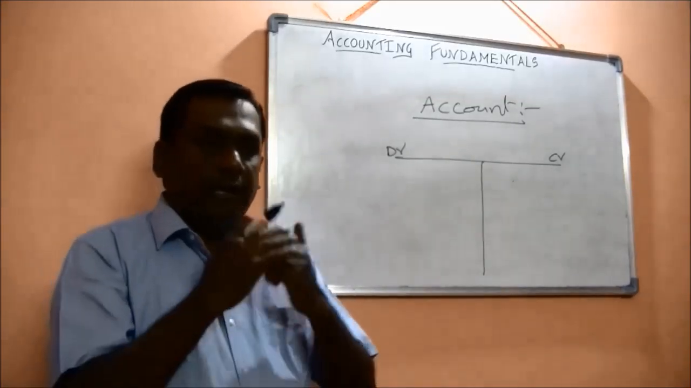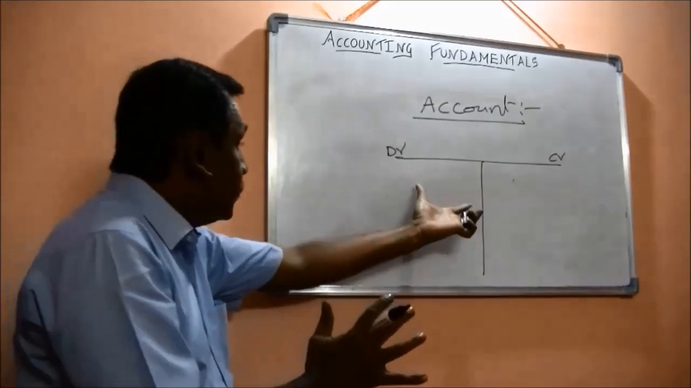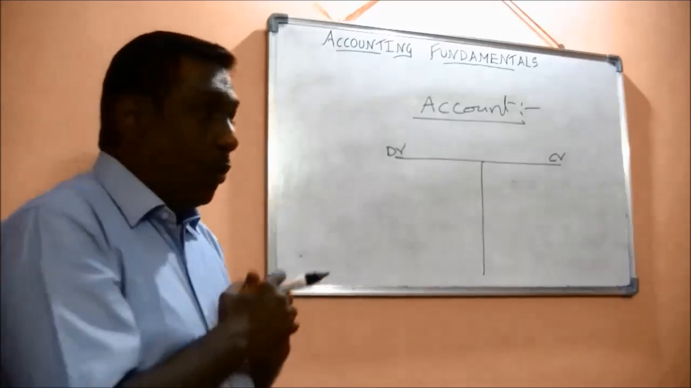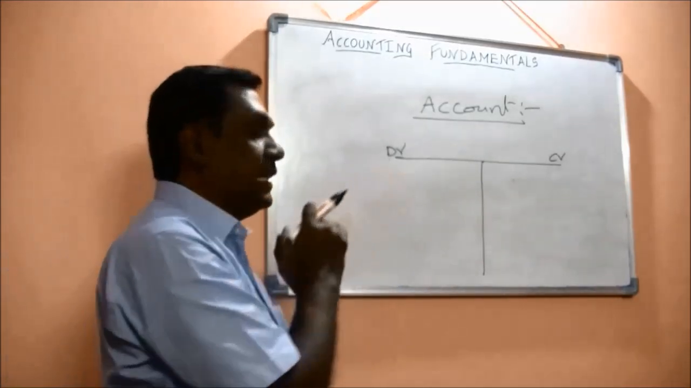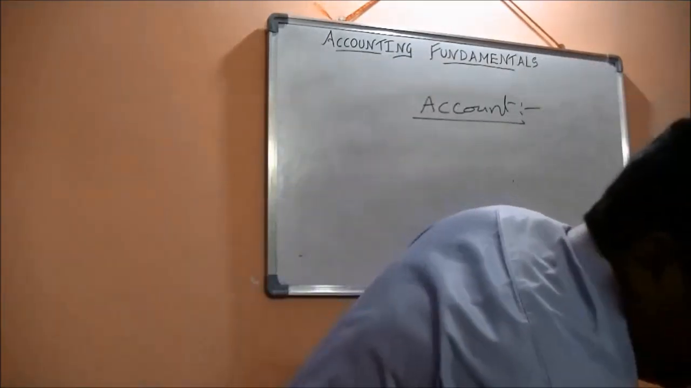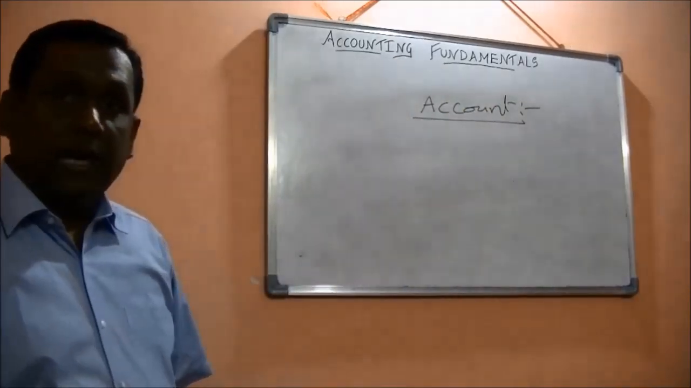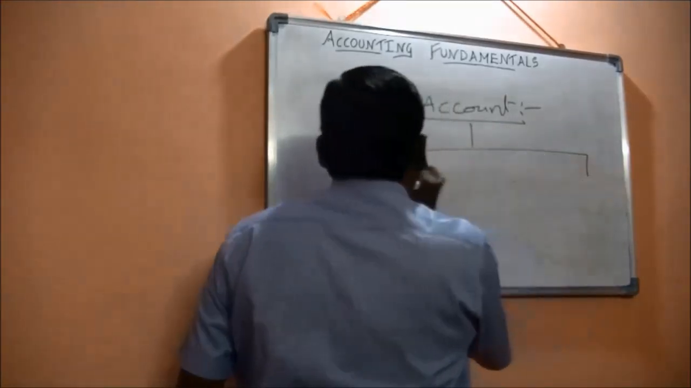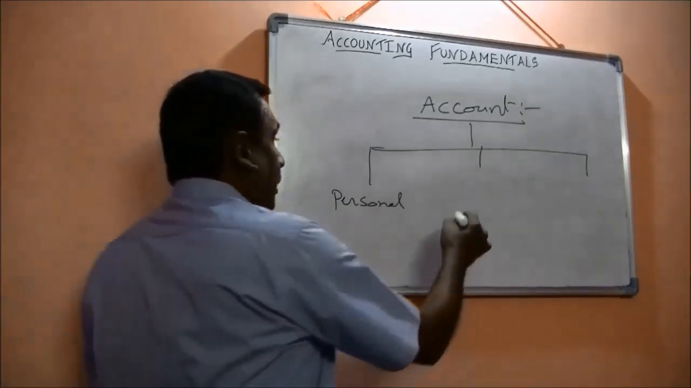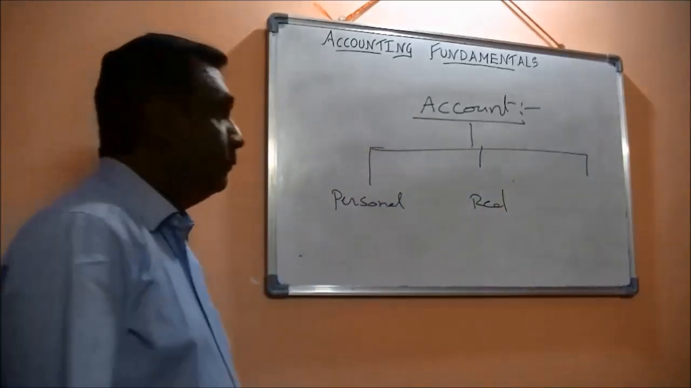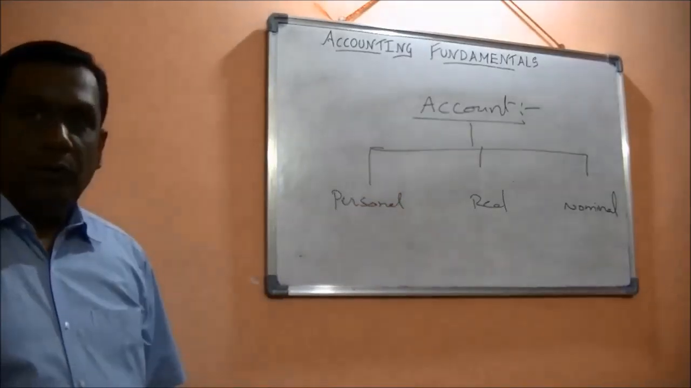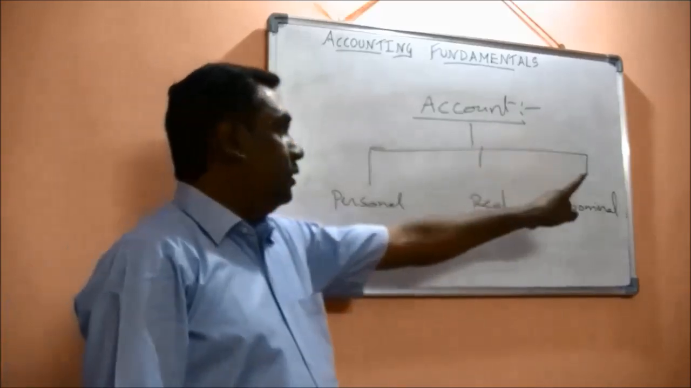This account will give you the final result of the transactions posted here. So, what type of transactions do we post? How do we classify this account? That we are going to learn now. These accounts are classified into three categories: personal accounts, real accounts, and nominal accounts.